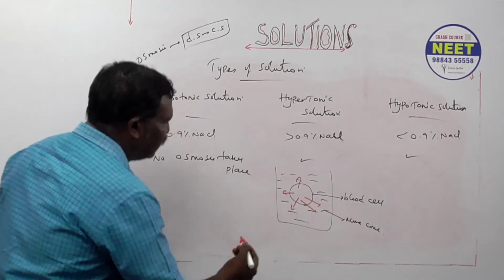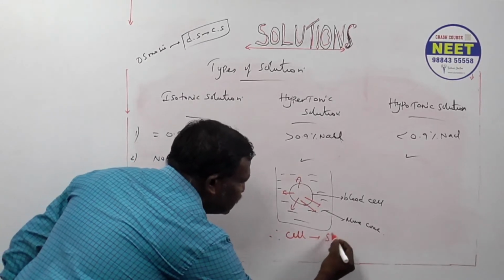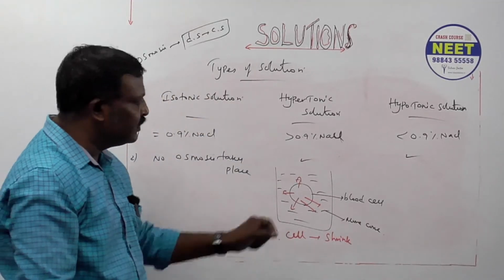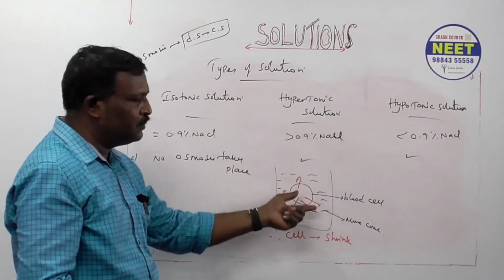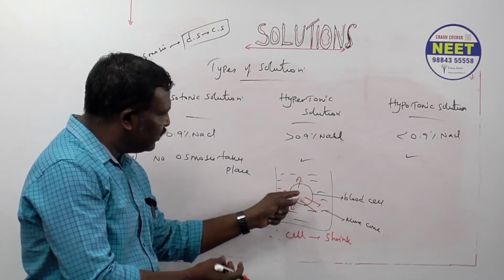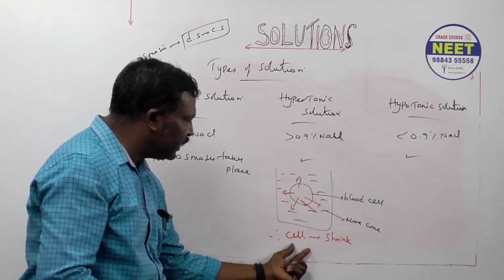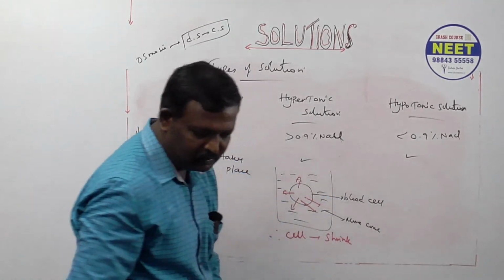So what? The cells lie down. The cells become shrunken. Just keep this in mind. If there is a more concentrated solution around the blood cells, the solvent moves out of the cells. The cell size becomes what? Shrunken. Understood?